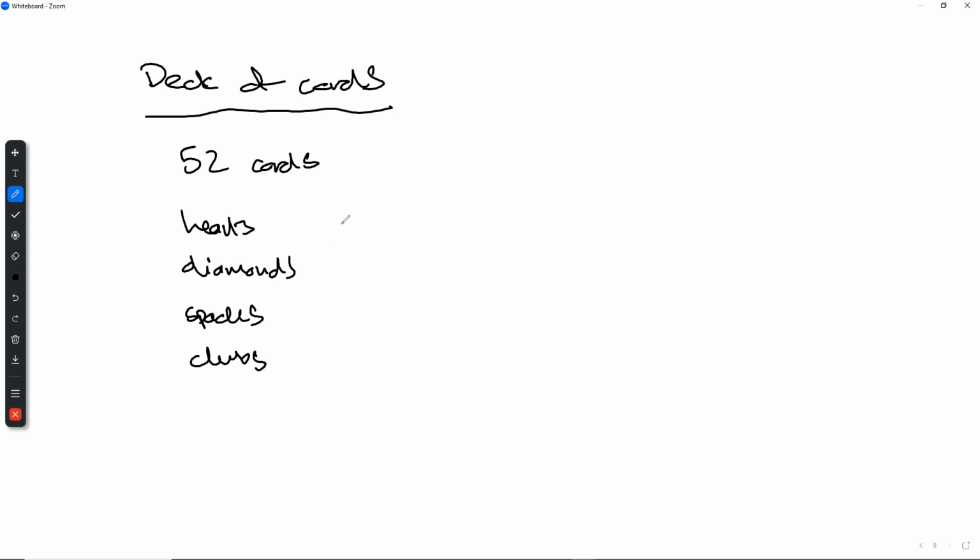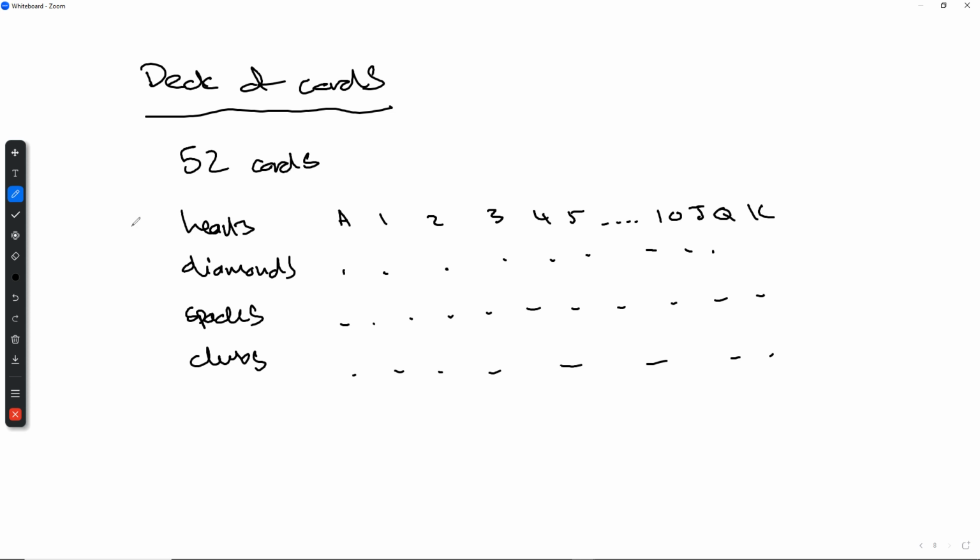Hearts starts from, let's say, ace, and it becomes 1, 2, 3, 4, 5 until you get to 10. Then jack, queen, and king. These are known as face cards or picture cards. And you have exactly the same for each of these suits. We have 13 of each of these as well.